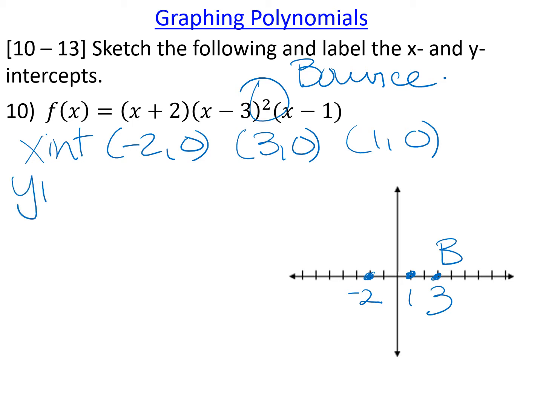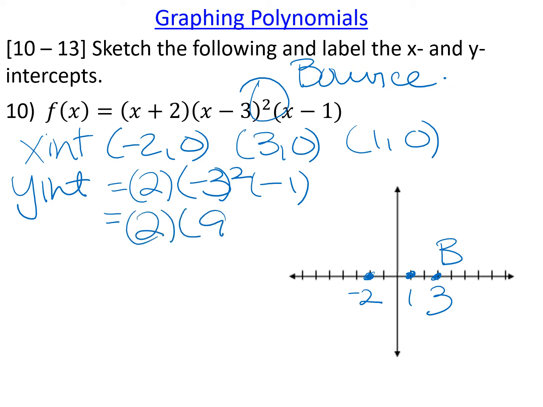Okay, my y-intercept comes from plugging in 0 for each x value. So I end up with 2 times (-3) squared times -1. (-3) squared is 9, giving me a y-intercept of -18.